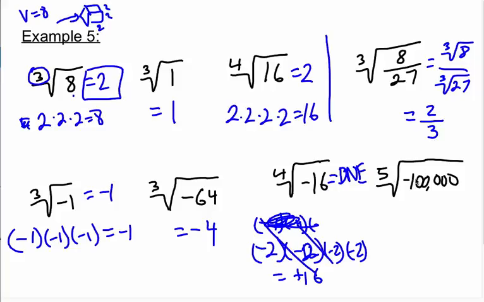Okay, here we have fifth root. It's an odd number, so you can have an odd root of a negative number. So the answer is going to be negative. And what number times itself 5 times gives you 100,000? 100,000 has 5 zeros, so this is actually 10, right? 10 times 10 times 10 times 10 times 10 is 100,000. So this is actually -10. -10 times itself 5 times will give you -100,000.